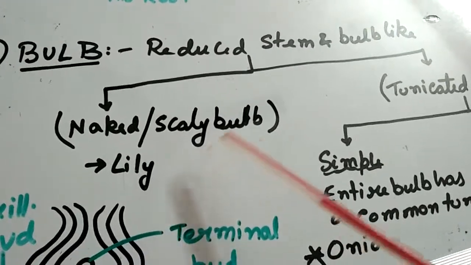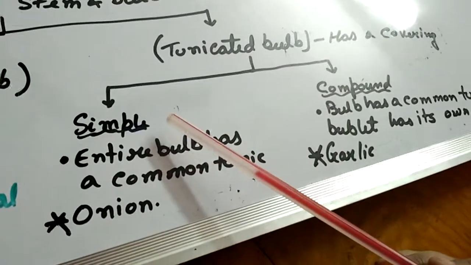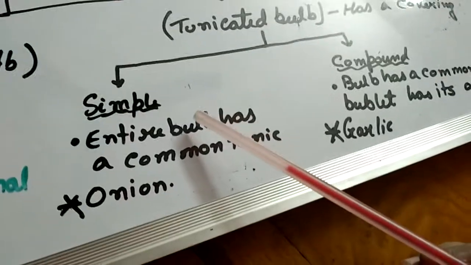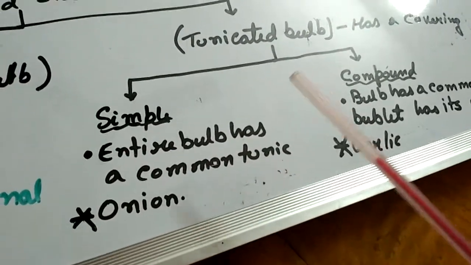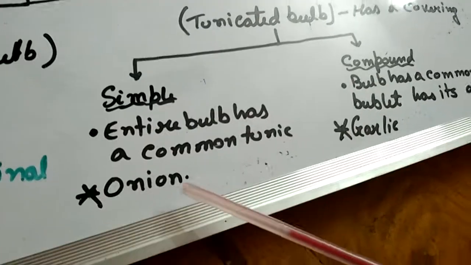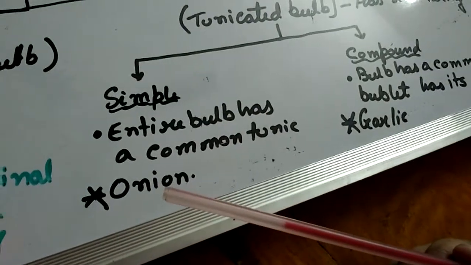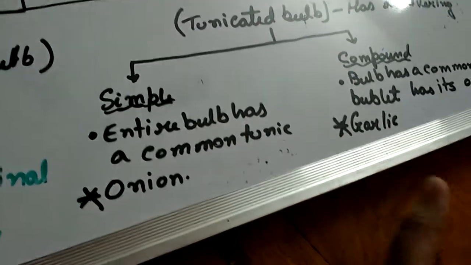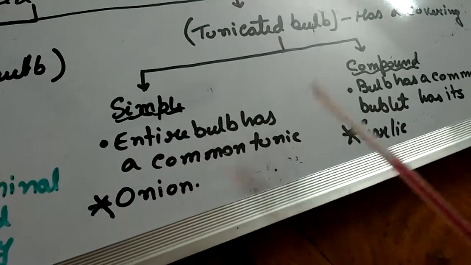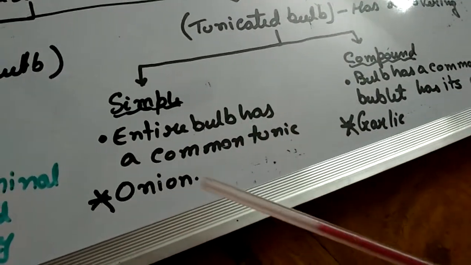Under naked or scaly bulb we have lily, and under tunicated bulb we have two main categories, which are simple tunicated bulb and compound tunicated bulb. Simple tunicated bulb has an entire bulb which has a common tunic. So the bulb has a common tunic, for example onion. If you observe the onion, you can see that it has a common layer of outer covering. You can easily peel off an onion because it has a common entire tunic around the bulb.